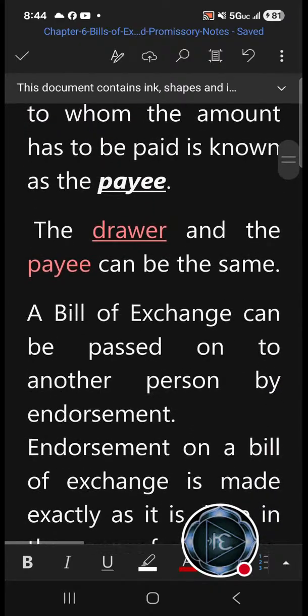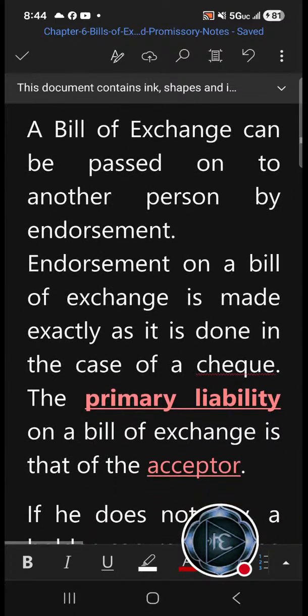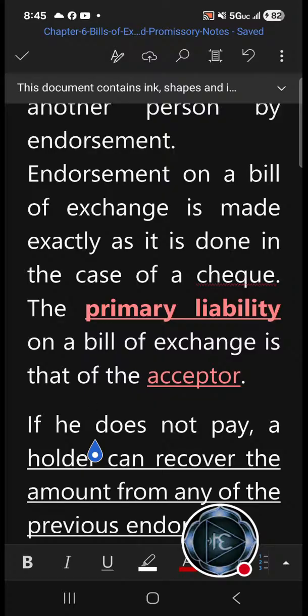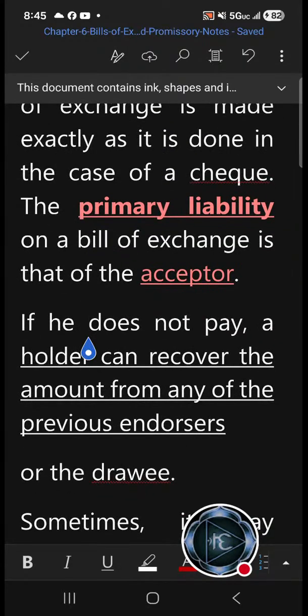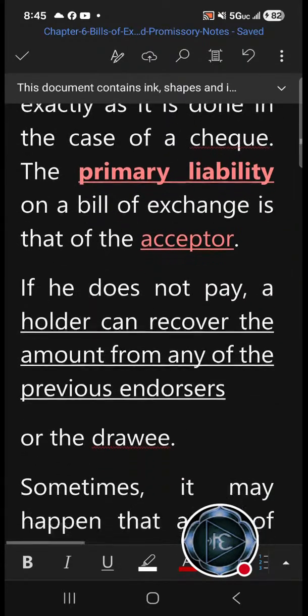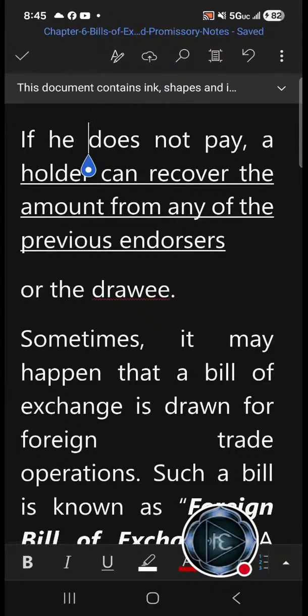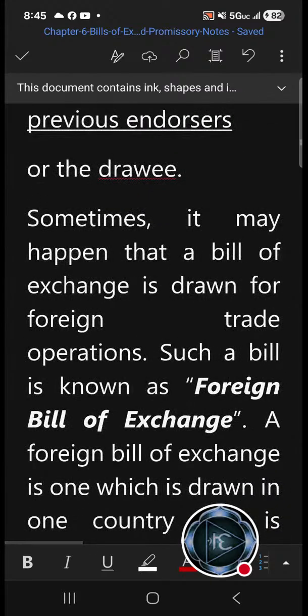Let's move on. The drawer and the payee can be the same. Let's be clear. The drawer and the payee can be the same. A bill of exchange can be passed on to another person by endorsement. Endorsement on a bill of exchange is made exactly as it is done in the case of a check. The primary liability on a bill of exchange is that of the acceptor. If he does not pay, a holder can recover the amount from any of the previous endorsers or the drawee.